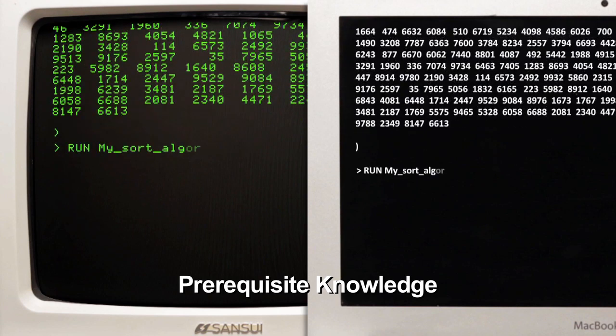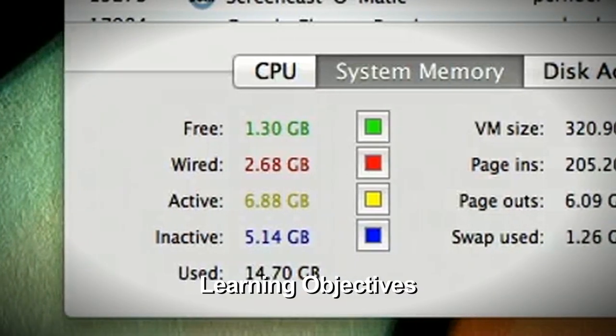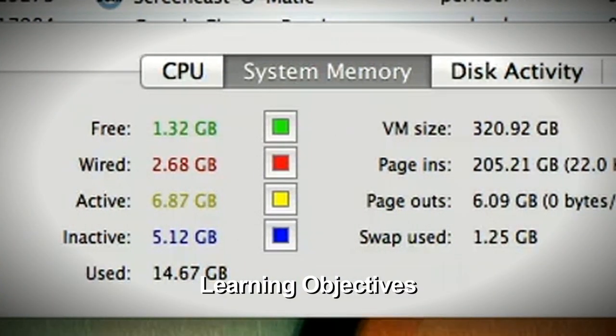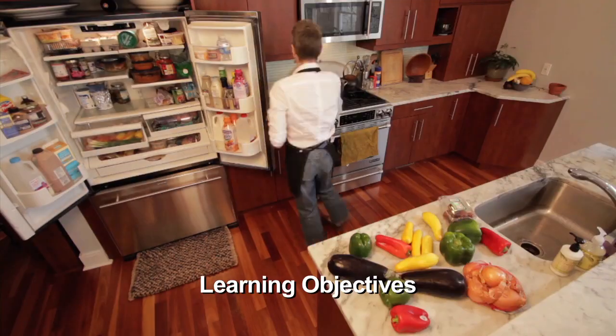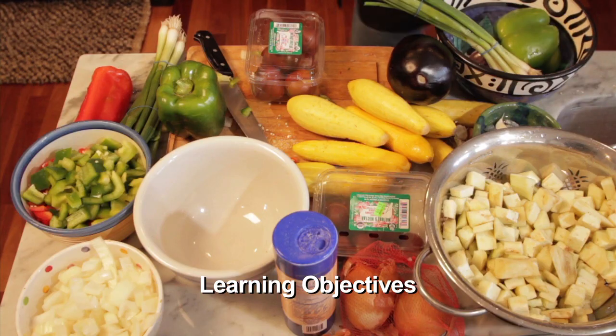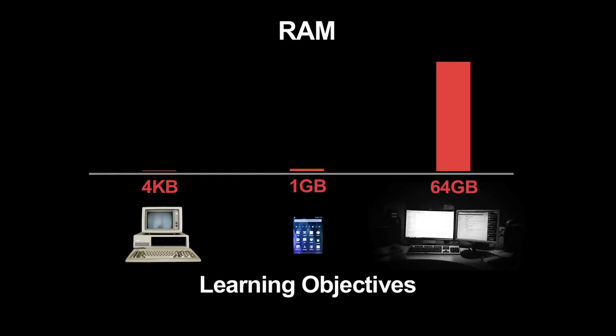Before watching this video, you should be familiar with computer programming, recursion, and algorithms. After watching this video, you will be able to identify common resource limitations when programming, understand speed and space and how they may be related, and understand how efficiency affects modern problem solving.